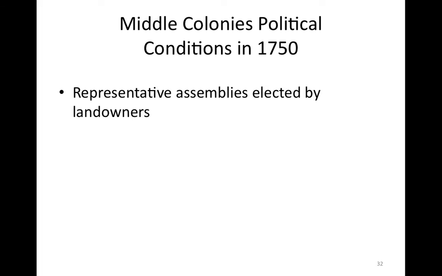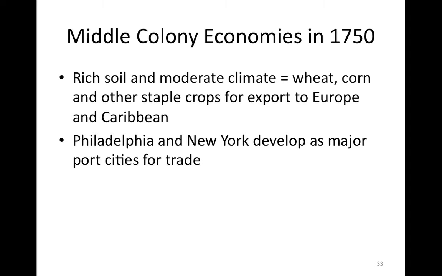The British arrive with the expectation that there will be some kind of representation, something that they had in Great Britain with Parliament. So just like in the southern colonies and in the New England colonies, these proto or pseudo-democratic institutions were transported from Britain to the New World. Same thing in the middle colonies. The economies of the middle colonies depended a lot on their geography.